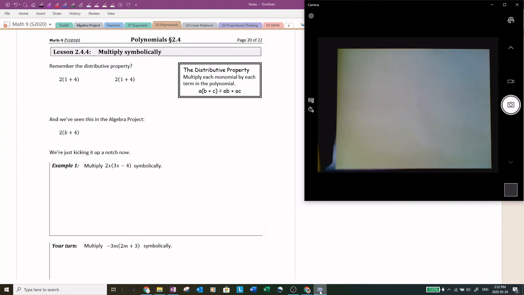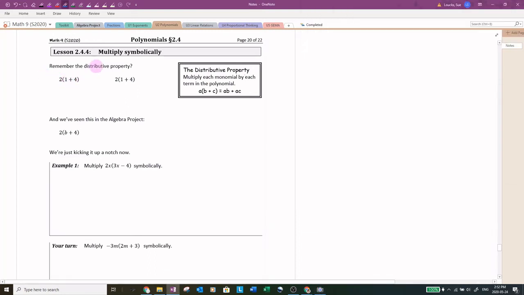All right, let's do some multiplying symbolically. So just to show you that you get the same answer doing it different ways, this 2 times 1 plus 4, the old way, the way you would do this following order of operations, is you would do what's inside the brackets first. So this becomes 2 times 5, which is 10, right? But I want to show you we could do it another way.